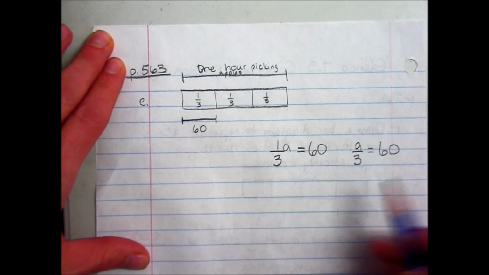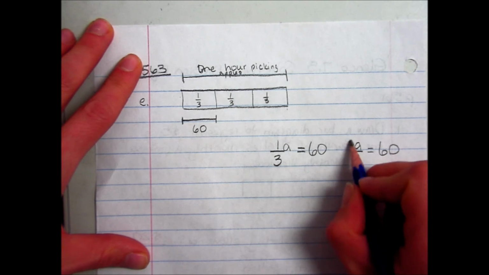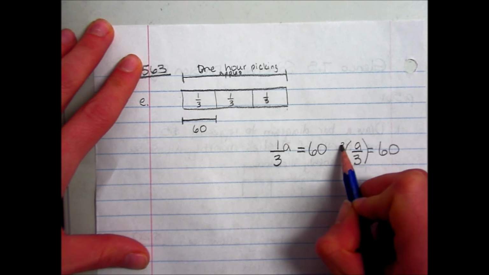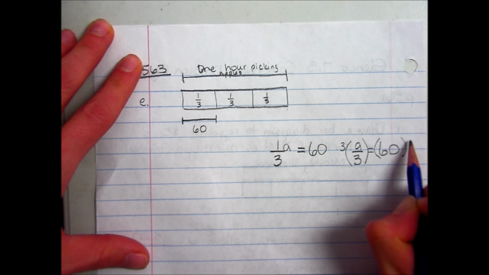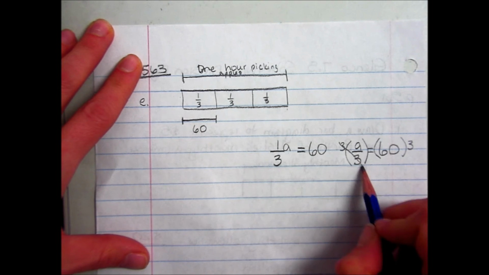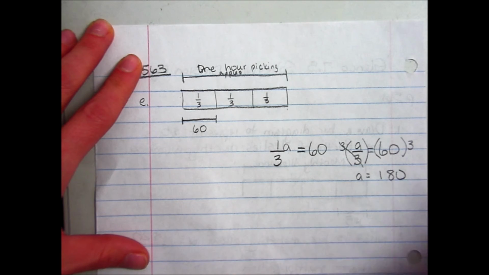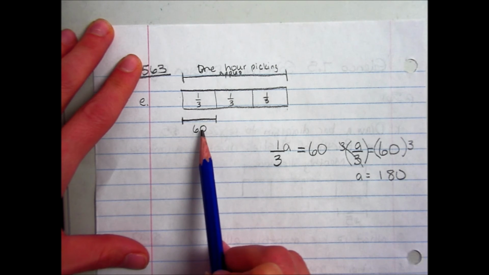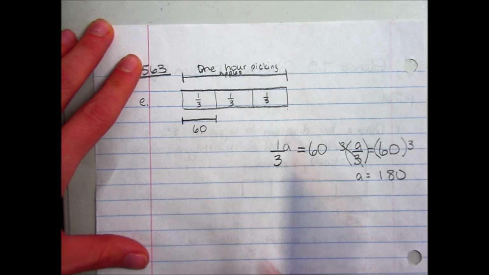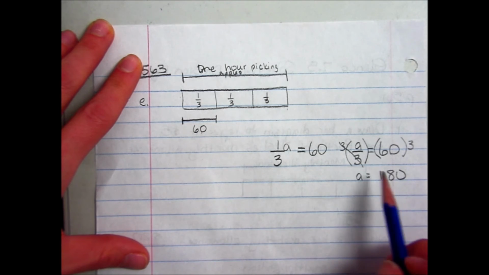Okay, so then to undo this division, we multiply by 3. So this side will multiply by 3, cancel. A will equal 180, which is what we thought it would be when you added 60 3 times here. You get 180. So the total amount is 180.